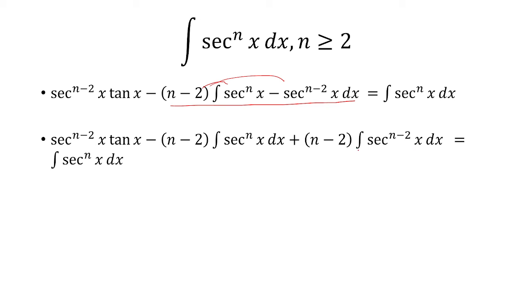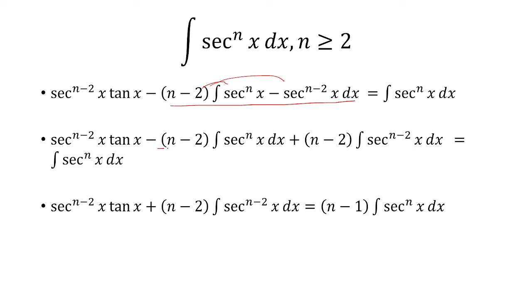Now I can add the n minus 2 times integral secant x dx to both sides. So this, think of it as like a coefficient of 1. So you do 1 plus and then n minus 2. So this guy right here. That's going to give us n minus 1. Okay, so that's what is over here. Everything else stays the same.